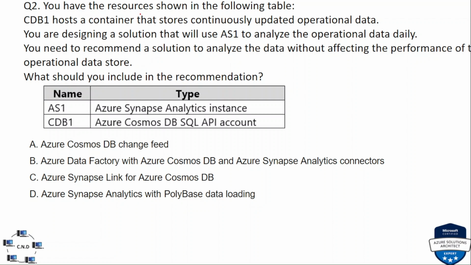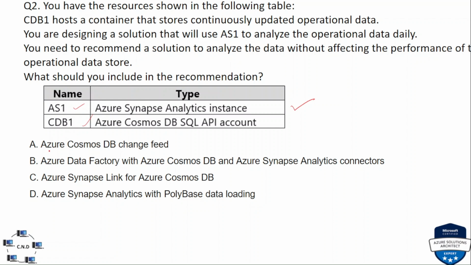Question number 2 is that you have the resources shown in the following table. This is the table and these are the two resources. The CDB1 hosts a container that stores continuously updated operational data. You are designing a solution that will use AS1 to analyze the operational data daily. You need to recommend a solution to analyze the data without affecting the performance of the operational data store. What should you include in the recommendation?